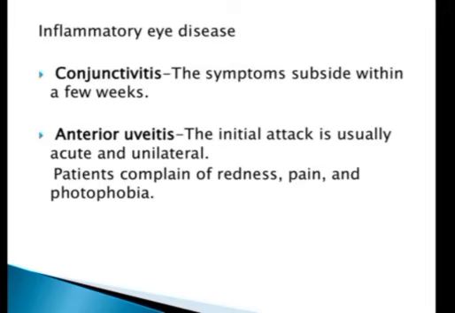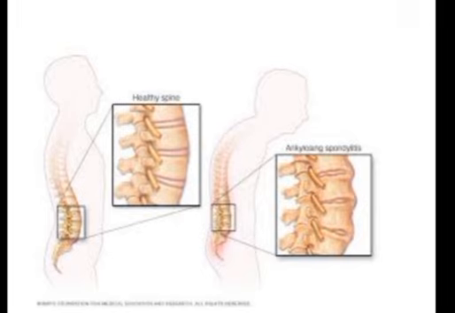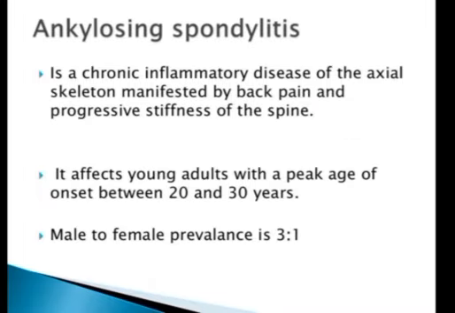Inflammatory eye disease includes conjunctivitis. The symptoms subside within a few weeks. Anterior uveitis: the initial attack is usually acute and unilateral. Patients will complain of redness, pain, and photophobia. This is a healthy spine. This is ankylosing spondylitis.